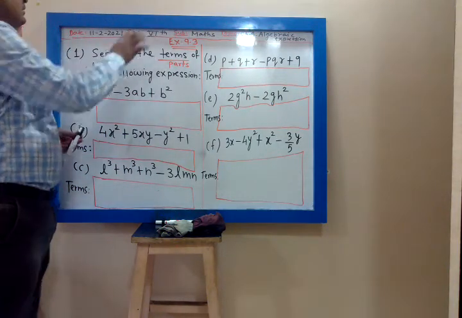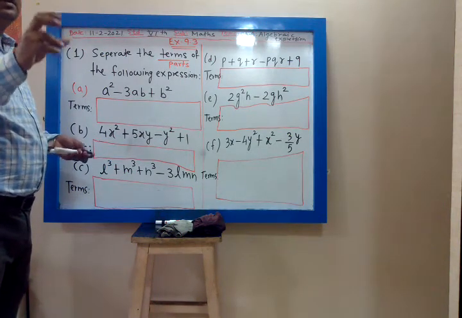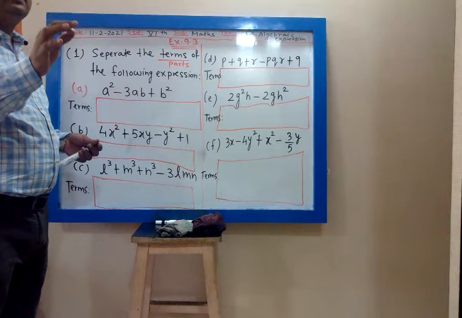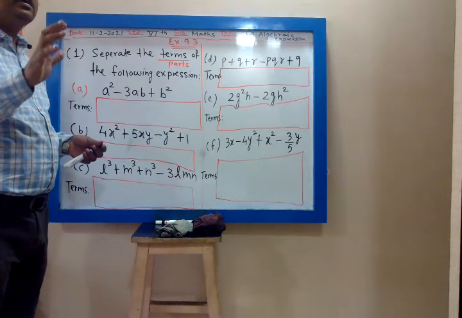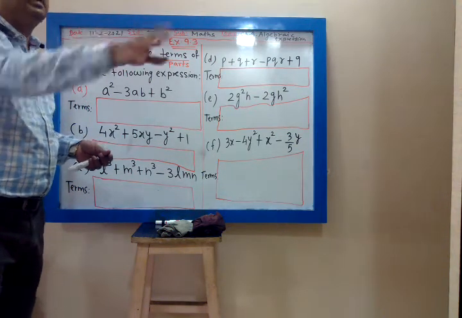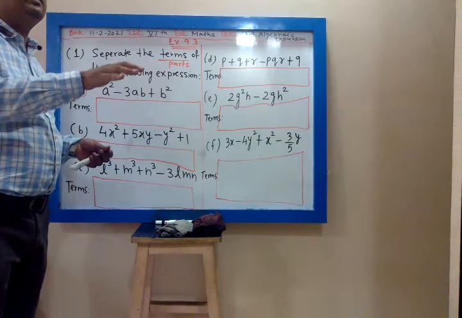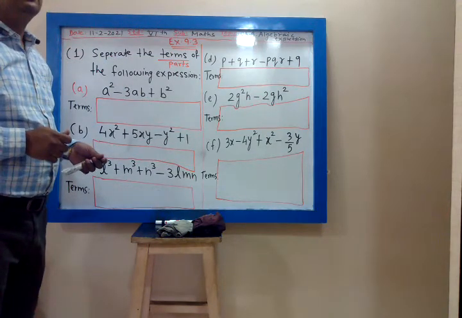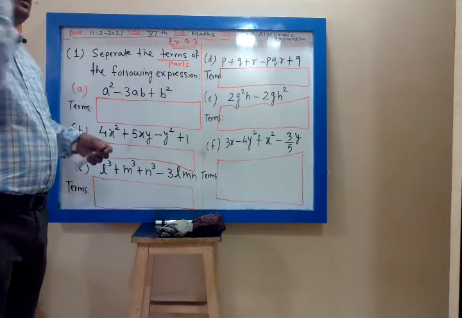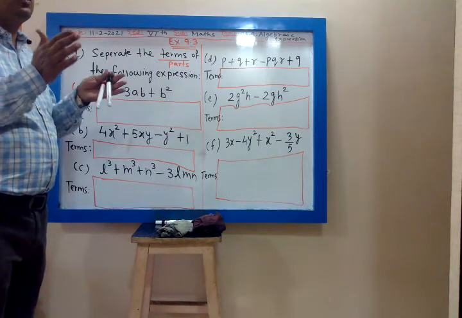What I have written, 9.3. Separate the terms of the following expression. Term means the parts. For example, you can treat your body as the algebraic expression. My expression is the whole body. If I ask you to separate the parts of the body, you will separate your hand, your leg, your head, your stomach. So all the parts of the body are joined.